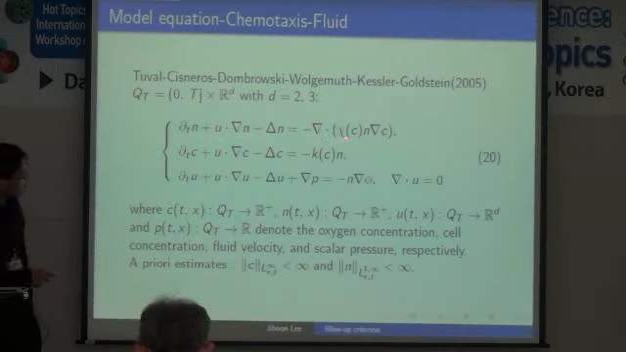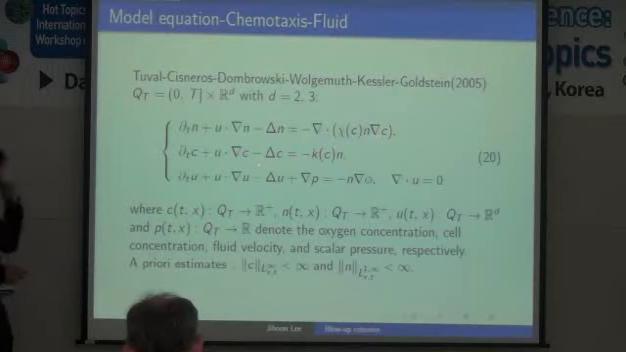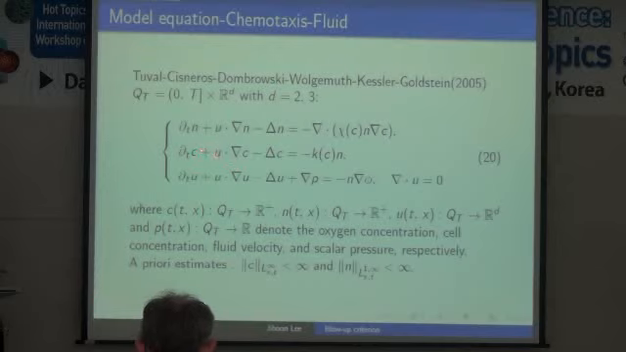And also this is the chemotactic sensitivity, and c is the oxygen. Comparing with the usual Keller-Segel models, here c denotes the oxygen density or oxygen concentration, and oxygen is consumed by the bacteria.